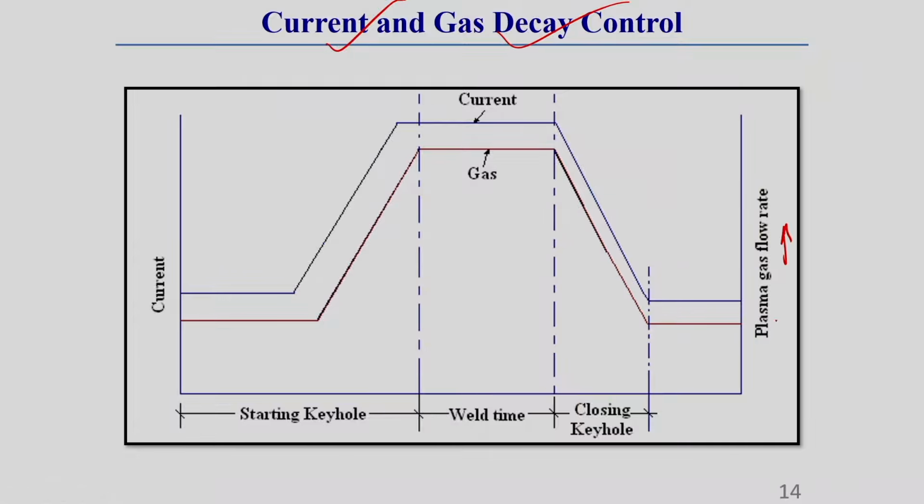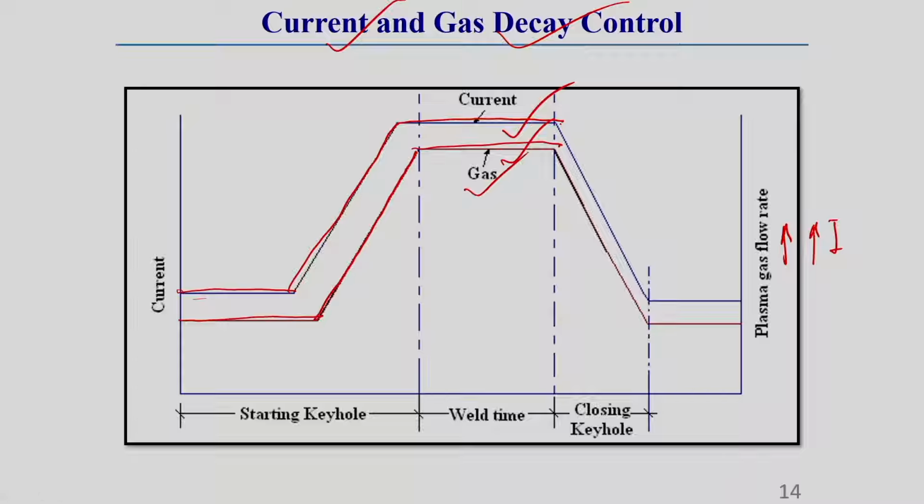This axis represents the plasma gas flow rate, and this axis represents the current. Here this is the current curve and this is the gas flow rate curve. Here you see at the starting of the arc, the current is on the lower side, so at that time the flow rate is also lower. Once the current gradually increases during the starting of the keyhole, the flow rate should also gradually increase. And during welding, as the current remains almost constant, the gas flow rate should also be constant, you can see here.